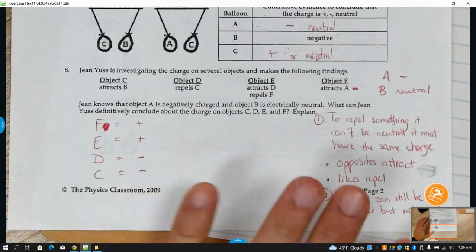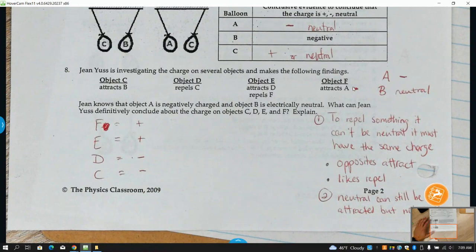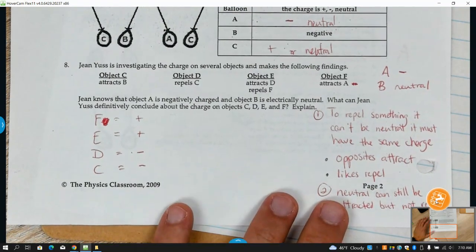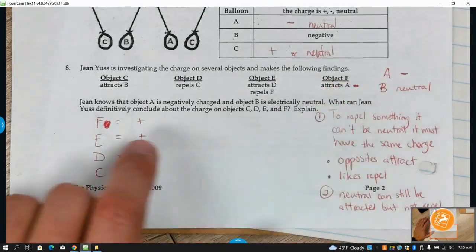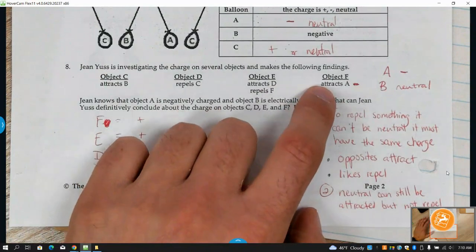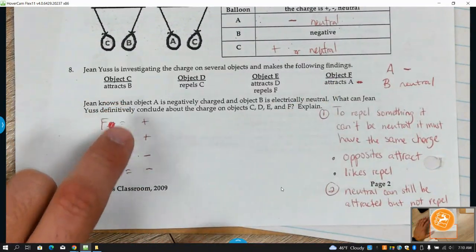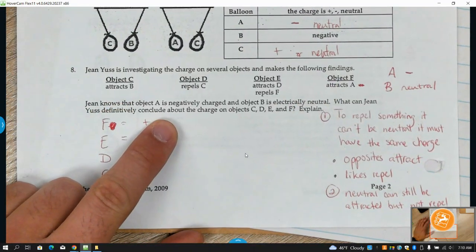In this one, you only know that A is negative and B is neutral. Remember, to repel something, it can't be neutral. It has to have the same charge. Like charges repel, opposites attract. Neutrals can still be attracted to the other charges, but it can never repel. So we start off with A being negative. It attracts F. So we said F could be positive or neutral.